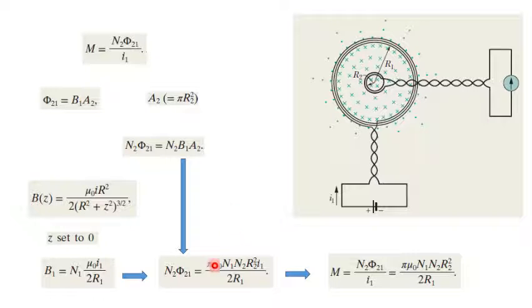Now, by using this flux linkage from coil 1 to coil 2 over the current I1, we can find out the mutual inductance. So the mutual inductance is N2 phi 21 over I1. By dividing by I1, the I1 here will cancel with this I1, so it will disappear. So in this case, the mutual inductance is mu naught pi N1 N2 R2 squared over 2R1. So this is the mutual inductance between these two sets of coils.